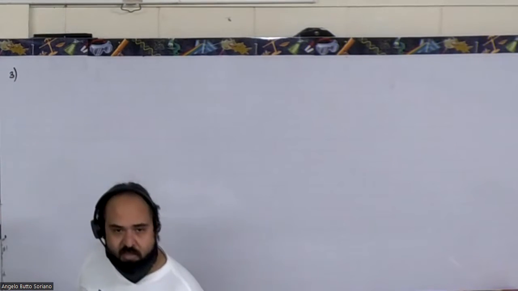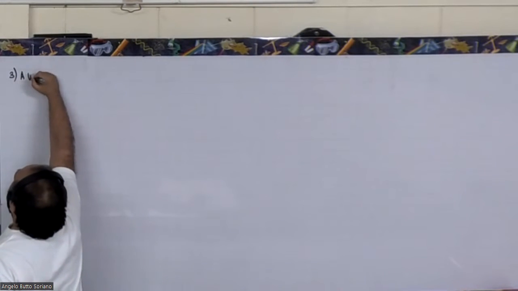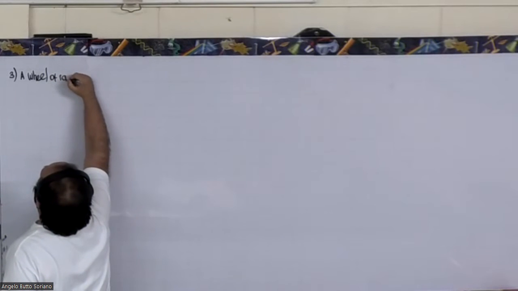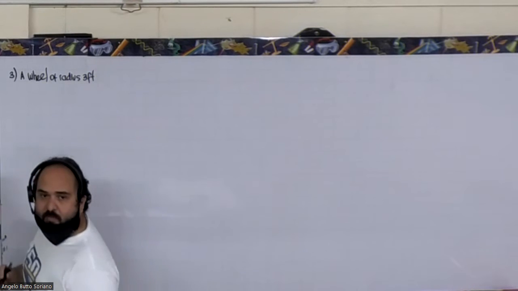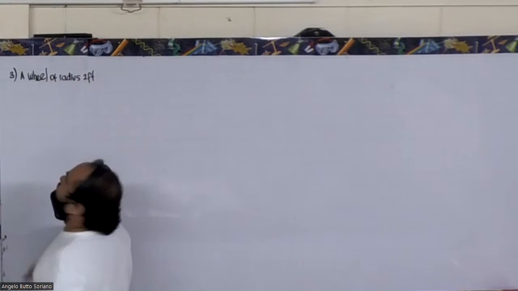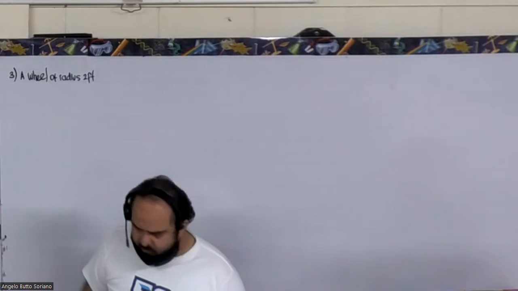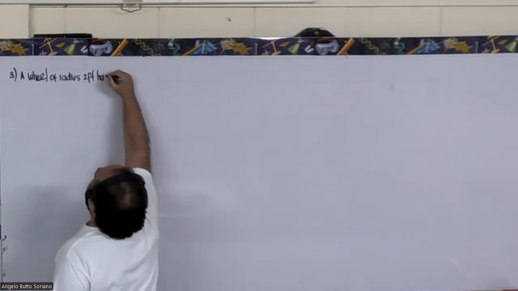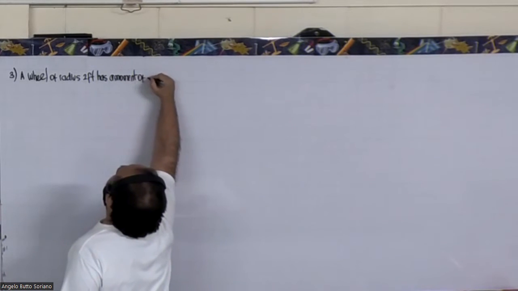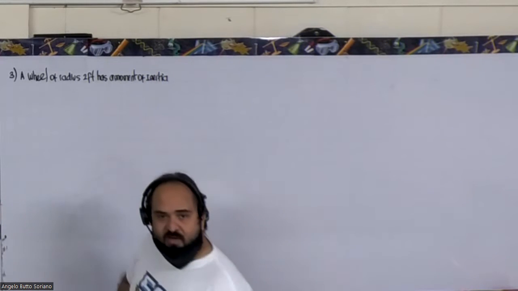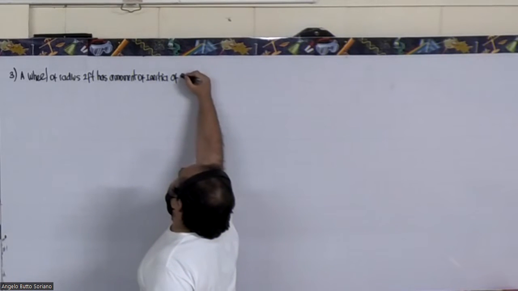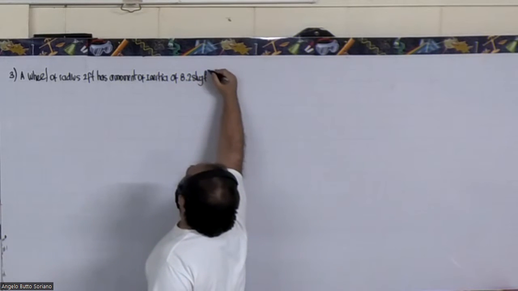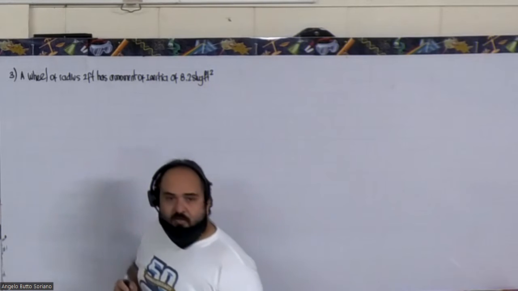In problem number 3 it says, okay, a wheel of radius 2 feet has a moment of inertia of 8.2 slug feet square, period.